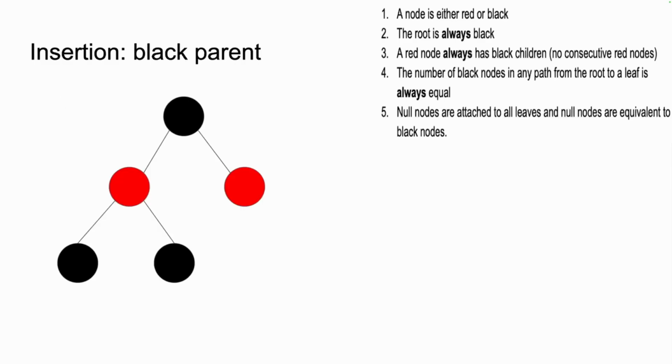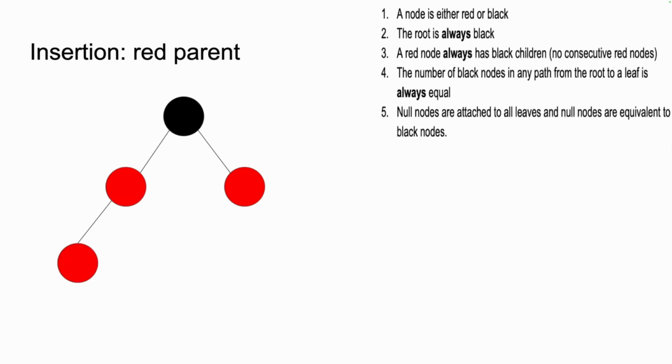The next easy case is when you have a black parent, and it violates no rule if you insert a red node. Rule number 3 says no consecutive red nodes, so if you look at the tree, it makes sense that it won't violate. But problems arise when you have a red parent.